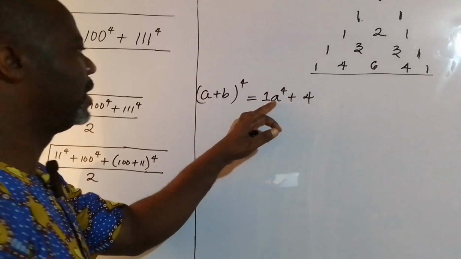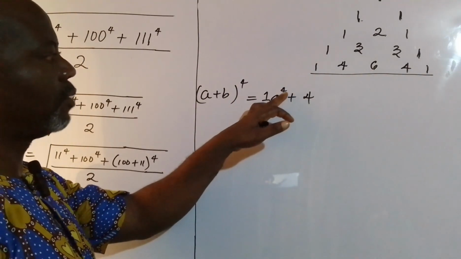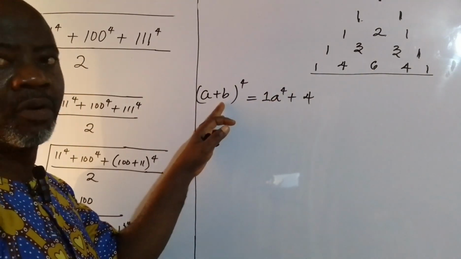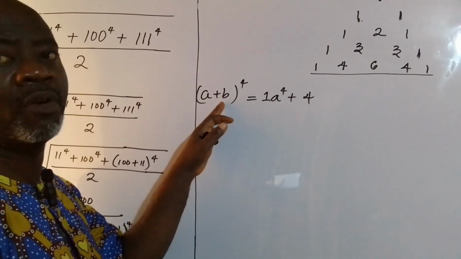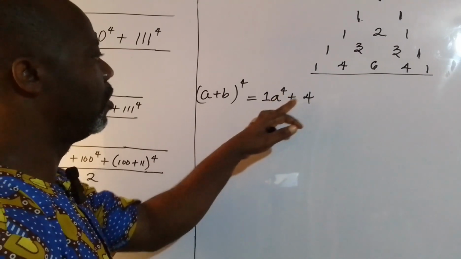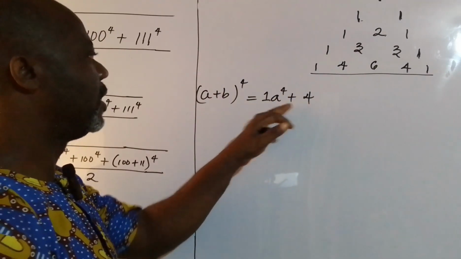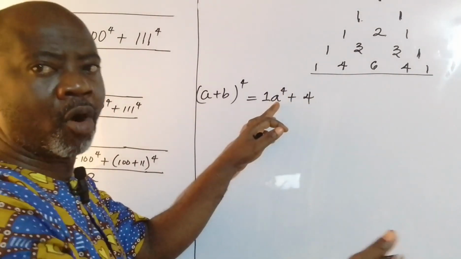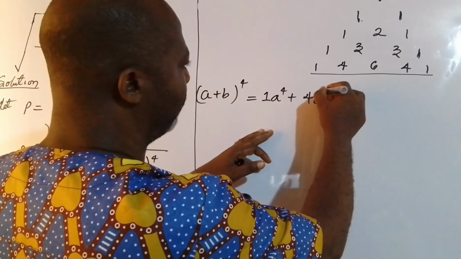So what will happen is that here, the A is to the power of 4, and then the power of B will be 0. And of course, whatever you raise to the power of 0 is 1. So that is why we're having 1A to the power of 4. So for the second term, the power of A will reduce by 1 to 3. So I have A to the power of 3.